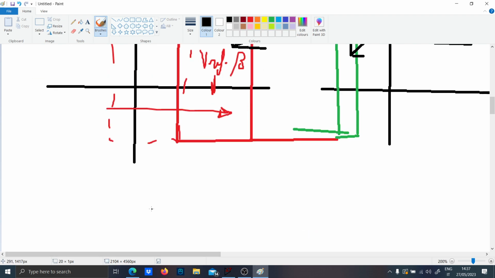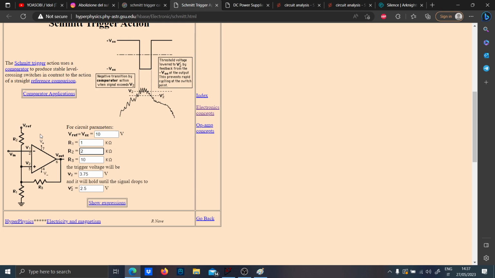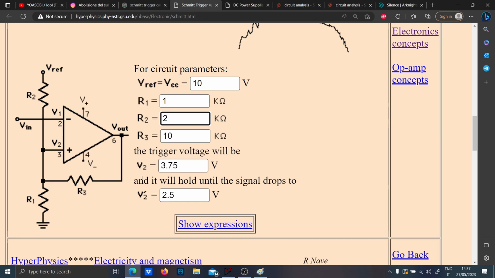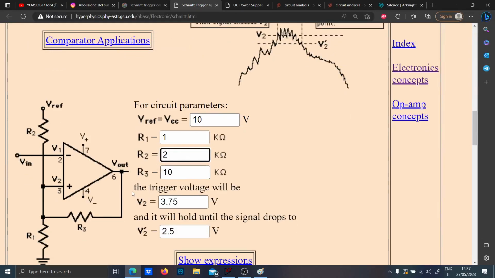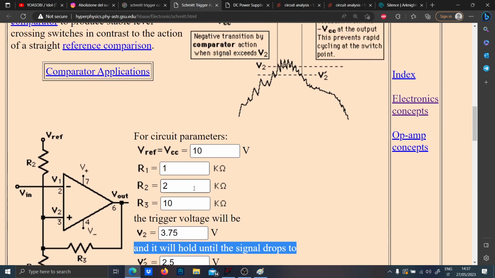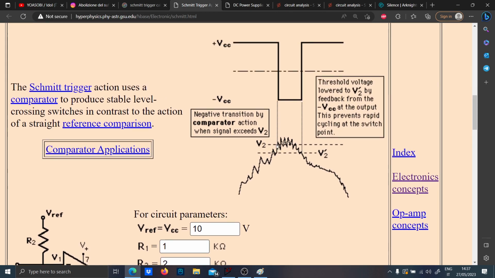Well, first of all, you have to have a clear idea of what you want to design. For this reason, I will use this tool here. Let me zoom on it. As you can see, the real meaning of the Schmitt trigger action is to trigger the voltage at a certain threshold, V2, and it will hold until the signal drops to V2 prime. So the noisy waveform will rise until V2, and at V2 it will be triggered. And it will keep the signal until V2 prime.